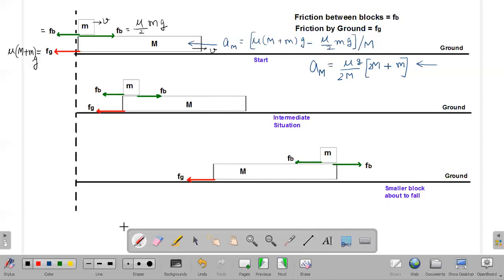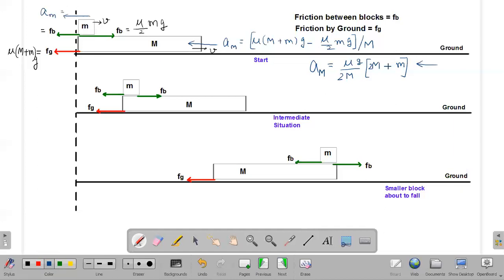For the upper block, there is only one horizontal force, that is the friction between the blocks, which is acting towards the left side. So it is very obvious that this mass will be accelerated towards the left side. And what will be the acceleration of this upper mass? It has only one horizontal force, the friction by the blocks. This force will be divided by the mass of the block to get the acceleration of this upper block. So the acceleration of this upper block will be towards the left, and I can denote it by a small m.